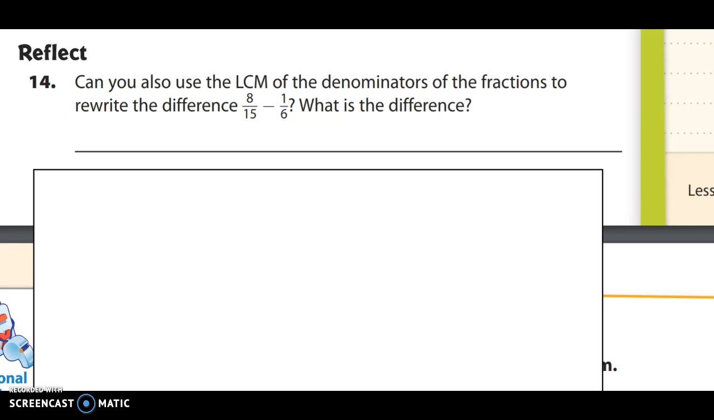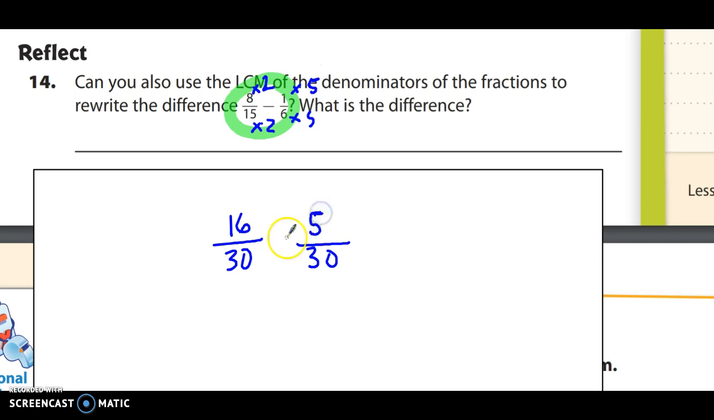It says, can you use the LCM of the denominators of the fractions to rewrite the difference? What is the difference? This is a really fancy way of saying, is this the same thing for subtraction? And the answer is, it is. Check this out. All I'm going to do is multiply 15 by 2, and I get 30. I'm going to multiply 6 by 5, and I get 30. If you're thinking, Mr. Smith, you just did this, I know, but the problem is different because I'm going to subtract when I do this. So I multiply my numerators by the same thing I multiplied my denominators by. So I get 16/30 minus 5/30, and I get 11/30.